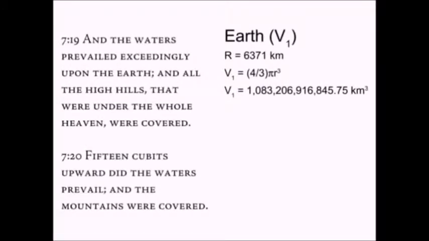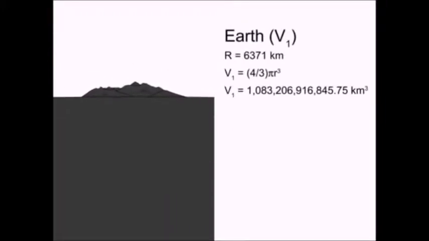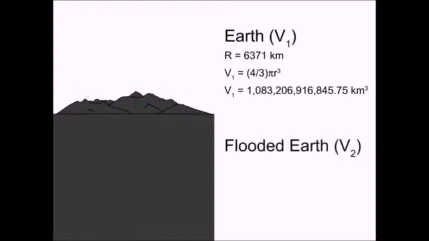Genesis 7:20 tells us that the mountains were covered, so we know that at a minimum, the floodwaters were equal to or greater than the highest point above sea level. So, in order for us to figure out the amount of water required to cover the tops of the mountains as the Bible describes, we need to find the volume of a second sphere.